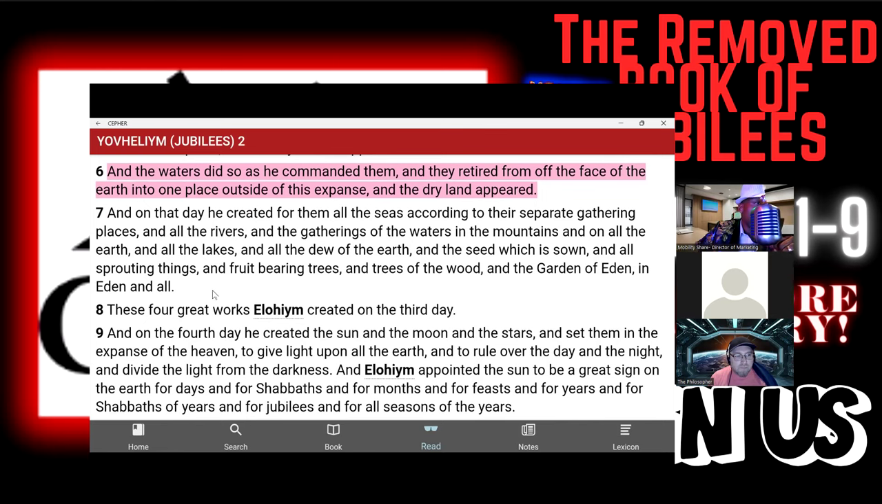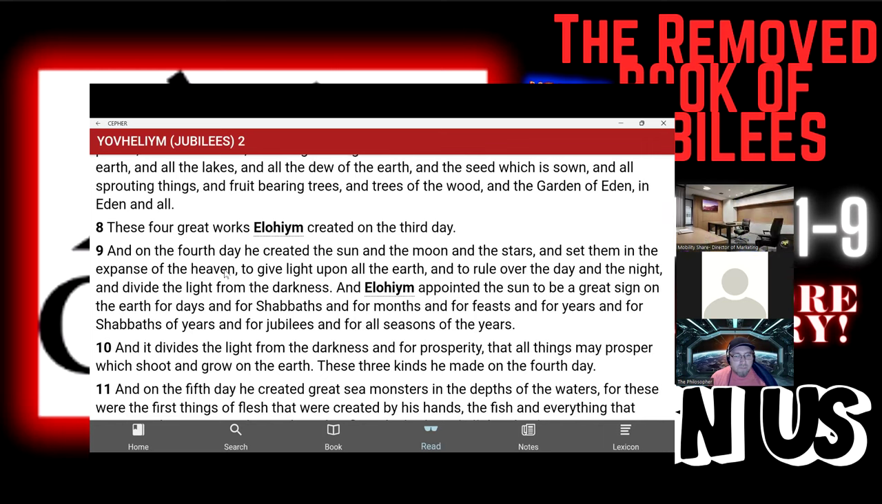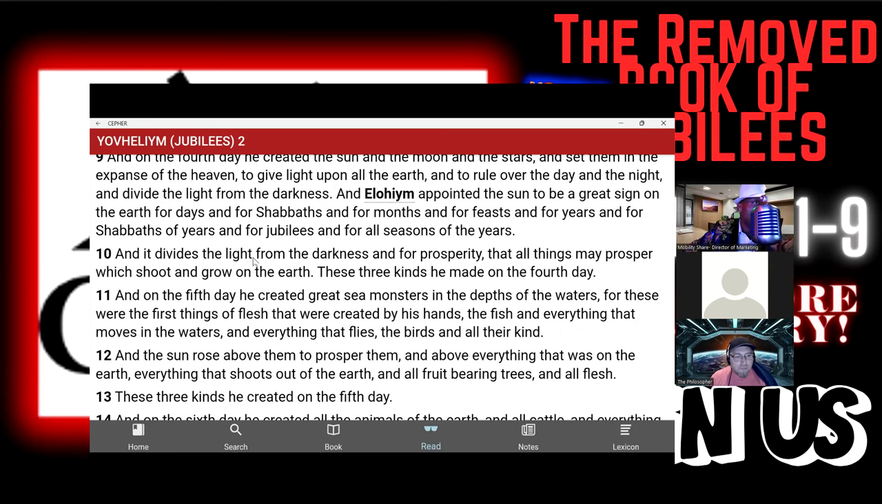On the fourth day, he created the sun and the moon and the stars and set them in the expanse of heaven to give light upon all the earth and to rule over the day and the night and divide the light from the darkness. And Yahuwah appointed the sun to be a great sign on the earth for days and for Sabbaths and for months and for feasts and for years and for Sabbaths of the years and for Jubilees and for all seasons of the years. And it divides the light from the darkness, and for prosperity, that all things may prosper which shoot and grow on the earth. These three kinds he made on the fourth day.